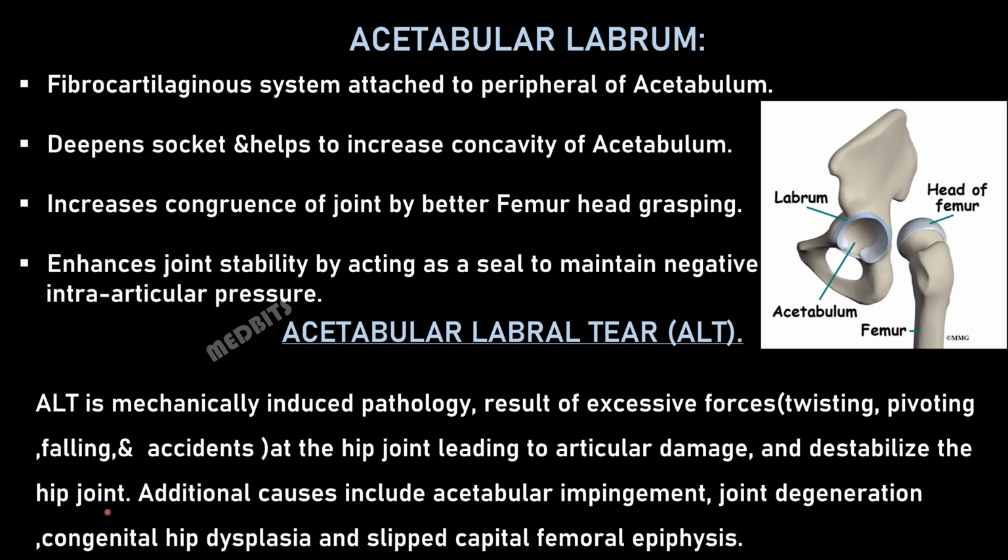So just imagine that if there is no lubrication for a hip joint, it will be like bone on bone, and every range of motion is going to be really painful. So this kind of problem is mainly faced by rheumatoid arthritic patients. Yeah. So additional causes include acetabular impingement, joint degeneration, congenital hip dysplasia. So congenital means from birth, and slipped capital femoral epiphysis.